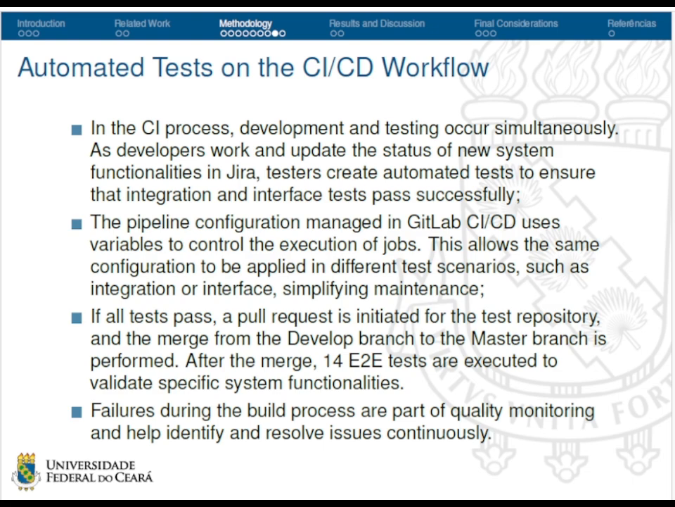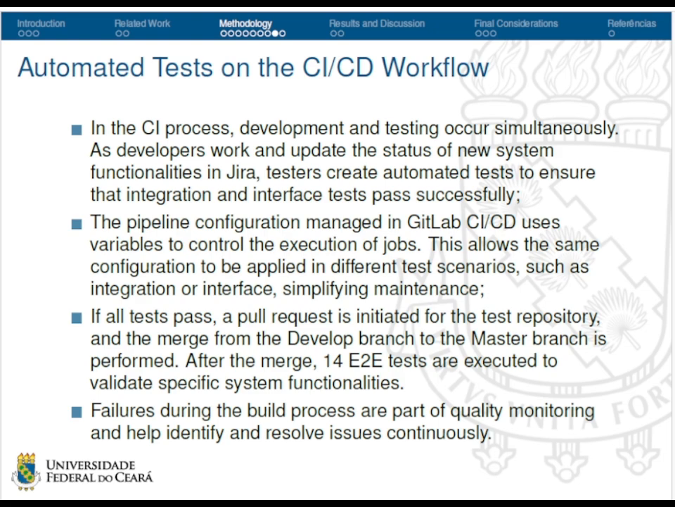The pipeline configuration managed in GitLab CI/CD uses variables to control the execution of jobs. This allows the same configuration to be applied in different test scenarios, such as integration or interface, and simplifies the maintenance. If all tests pass, a pull request is initiated for the test repository, and the merge from the develop branch to the master branch is performed.